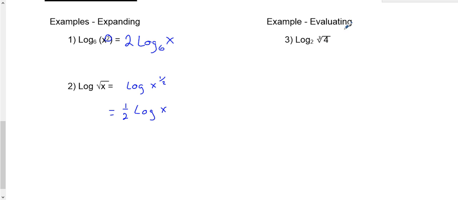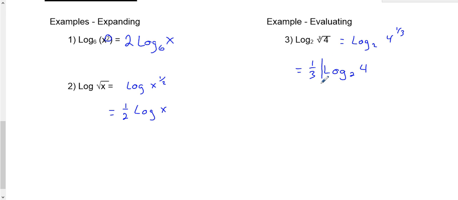And let's look at evaluating. I have log base 2 of the cube root of 4. Well, the cube root is the exponent of 1/3. So that's going to be 4 to the 1/3. So now we're going to move that to the front. We get 1/3 times log base 2 of 4.